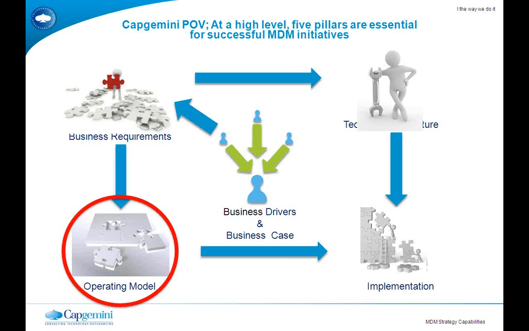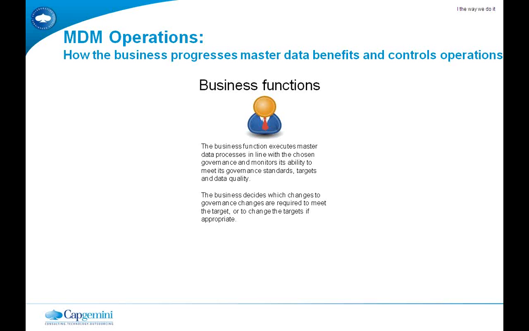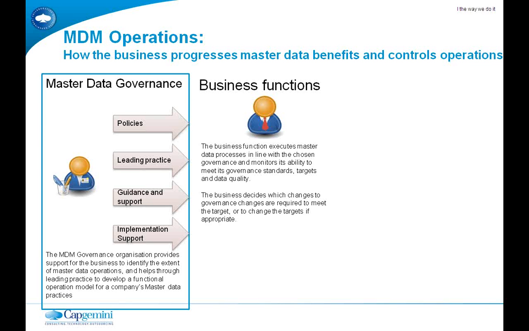The third pillar, the operating model, is essentially where we determine how it's going to work. Business is going to be the owner of the master data. Business is going to determine whether or not the master data is how it needs to be, whether it's meeting the needs of the business, whether it's ultimately going to provide the benefit that it was supposed to in the first place.